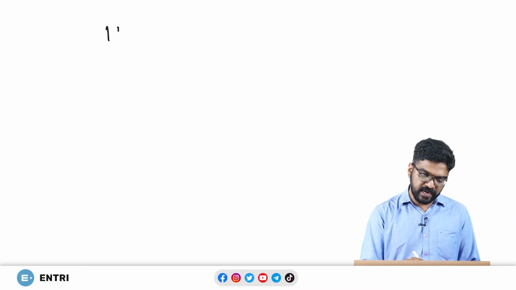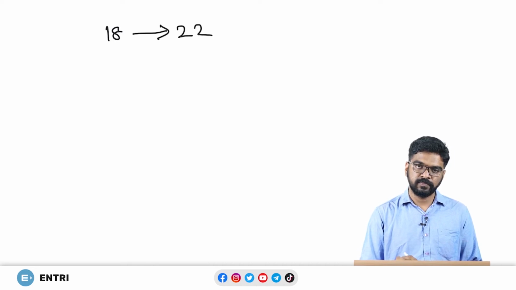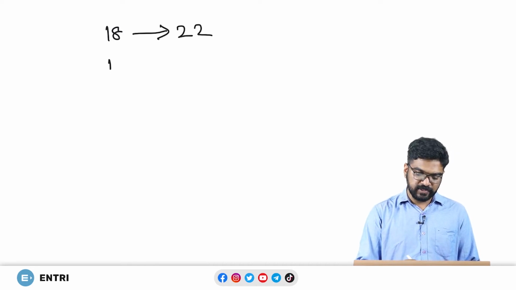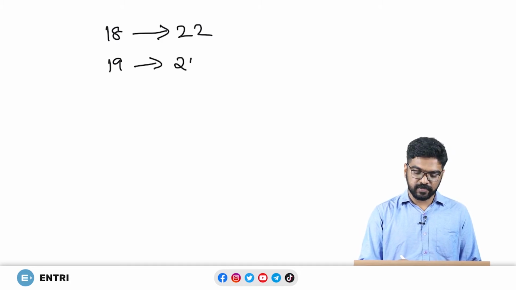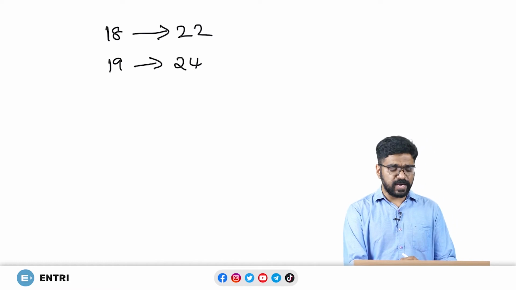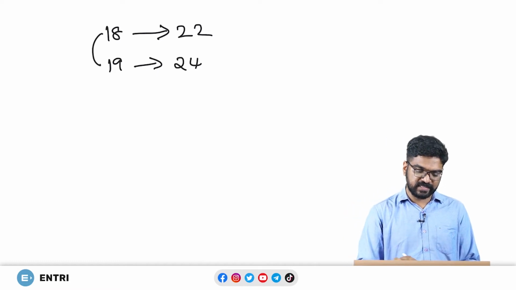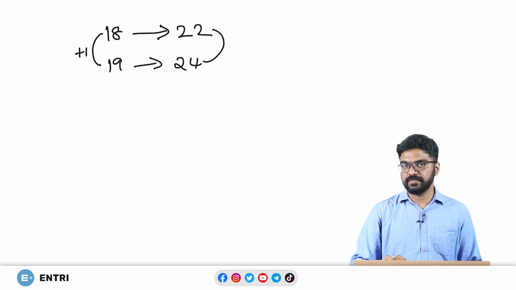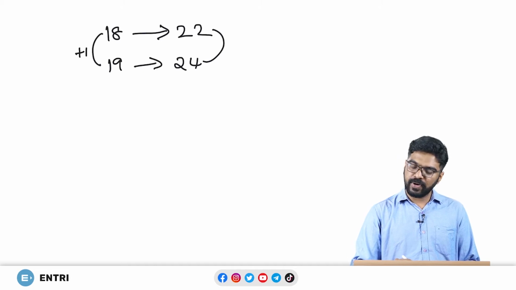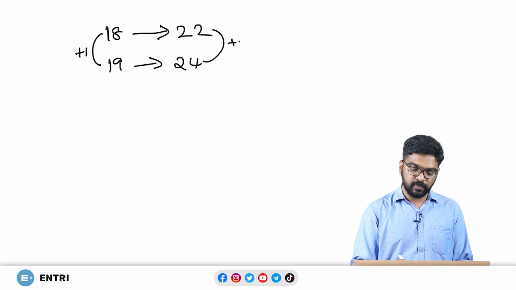We had 18 people, right? Their average age was 22. Then one more person joined. So the new number is 19 and the new average is 24. What we do here is we just calculate the extra or the difference over here. So 18 became 19. What happened? There is an increment of 1 person, right? And what happened over here? The average age of the group increased by 2.